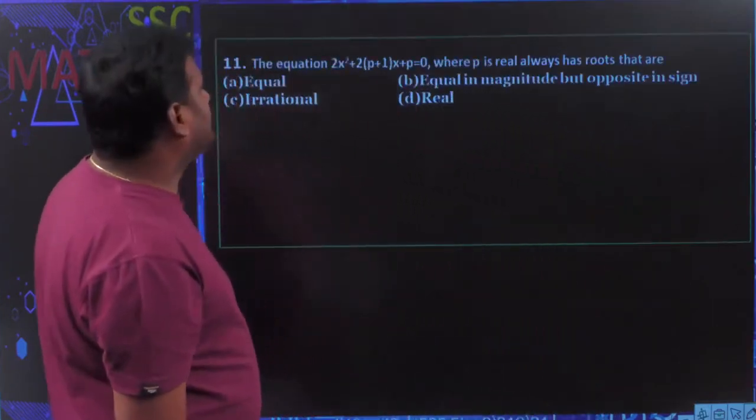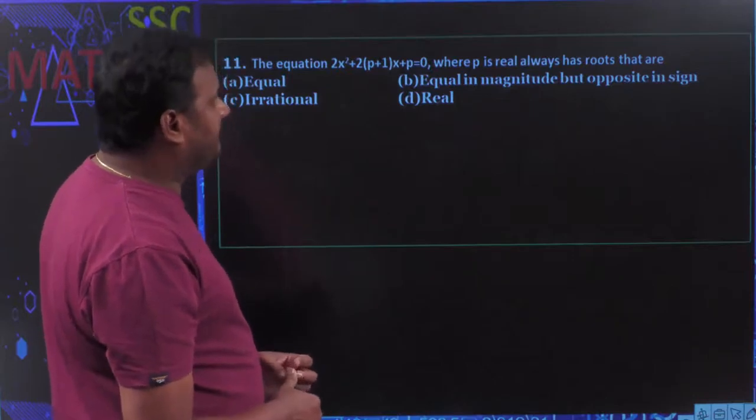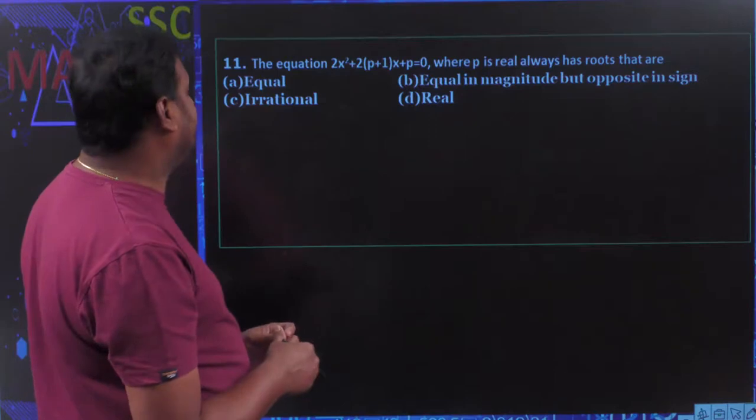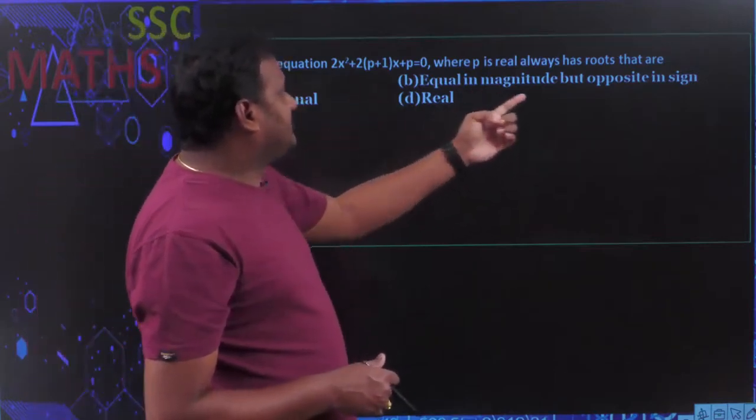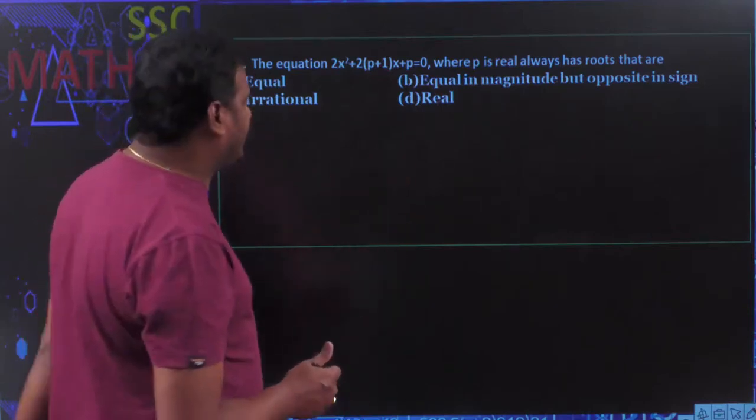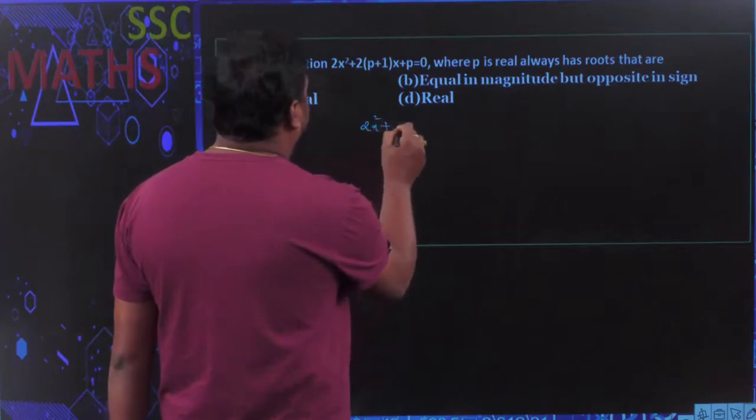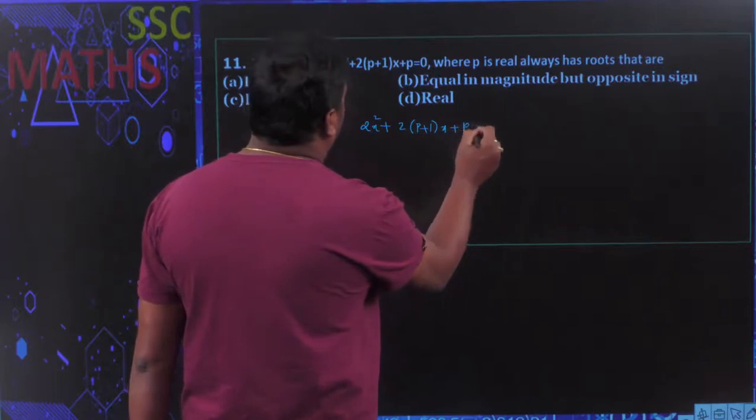The equation 2x square plus 2 times p plus 1 into x plus p equal to 0, where p is always a real number: it always has real roots, are equal in magnitude but opposite in sign, are irrational, or are real. Let us try to understand what kind of roots they are. 2x square plus 2 times p plus 1 times x plus p is equal to 0.